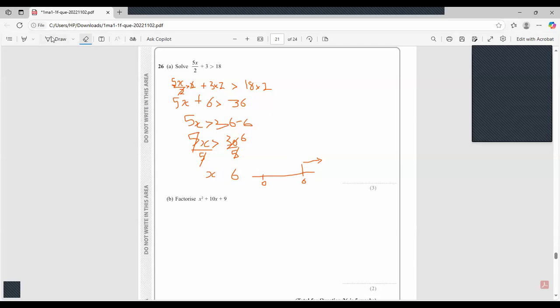All right, I'll draw that back. So my correct answer is x greater than 6. And then here, the small circle is not shaded. Okay, so did you get that? Yes.